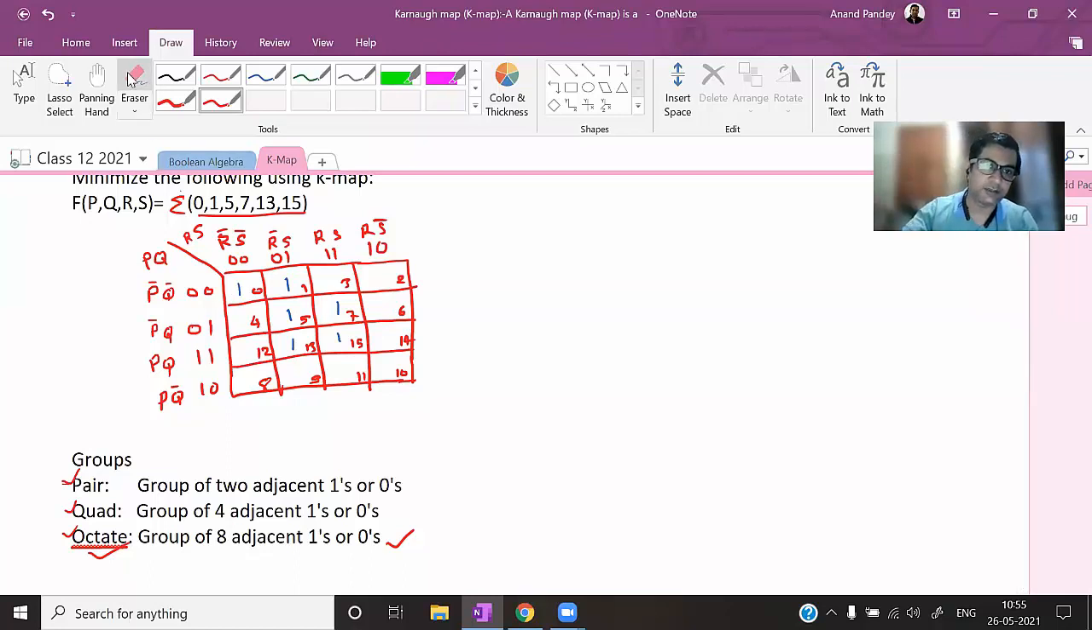First of all we try to draw an octet, meaning we try to find 8 adjacent ones. Here there are only 6 ones, so there is no possibility of an octet. If there is no possibility by any means of an octet, then we'll try to draw quads. Quad means a group of 4 adjacent ones or zeros. Let me show you. Here we have that.